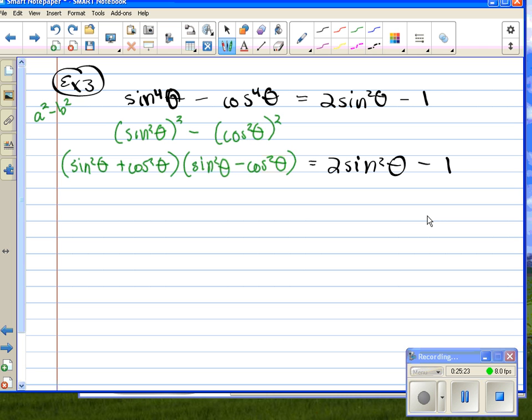Now we got the Pythagorean identity, right? Sine squared plus cosine squared we know is equal to 1. That's the easy one to remember. And then I end up with sine squared minus cosine squared. Alright, still haven't done diddly squat with the right side.